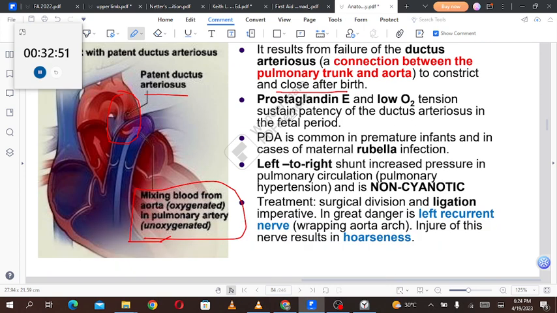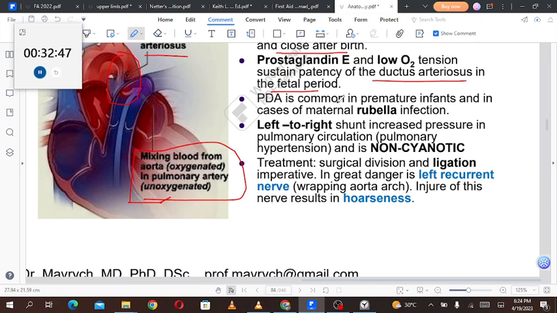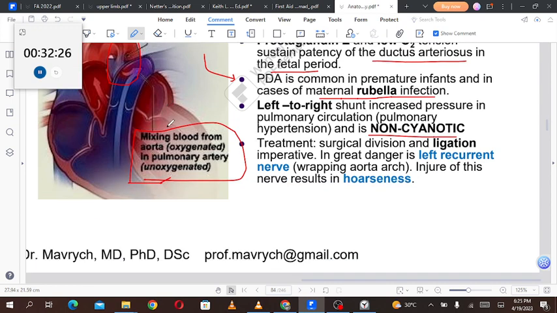Prostaglandin E and low oxygen tension sustain the patency of the ductus arteriosus in the fetal period. Patent ductus arteriosus is common in premature infants and in cases of maternal rubella infection. PDA is seen in the classic triad of rubella, which includes cataract, sensorineural hearing loss, along with the patent ductus arteriosus. The left to right shunt increases the pressure in the pulmonary circulation, causing pulmonic hypertension, and it is a non-cyanotic condition. So patent ductus arteriosus is a non-cyanotic congenital anomaly.